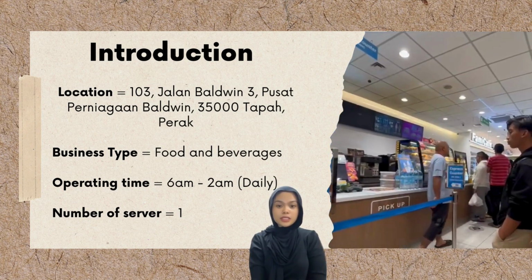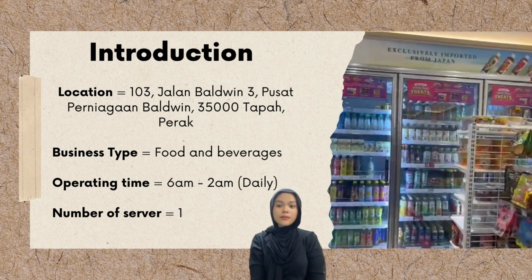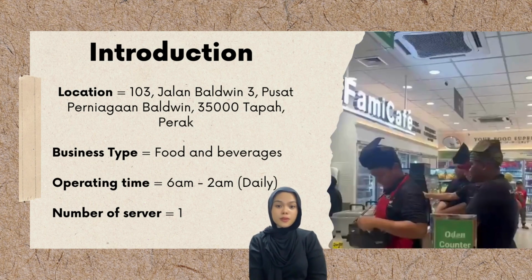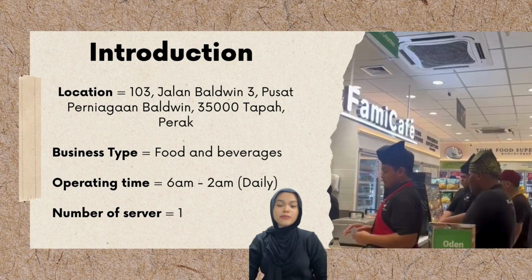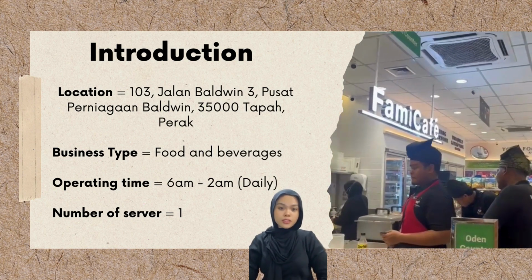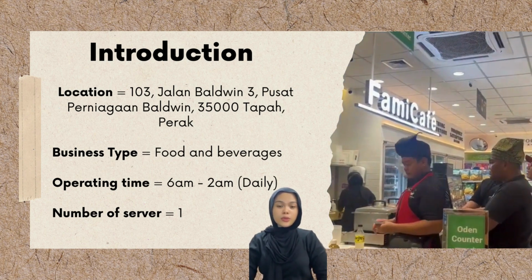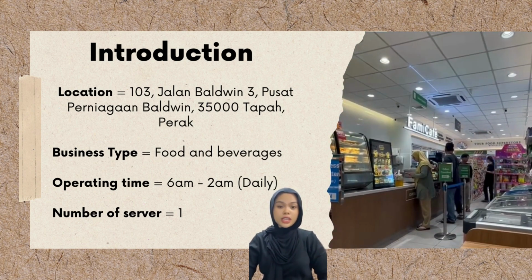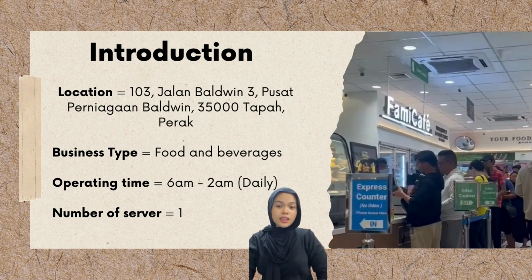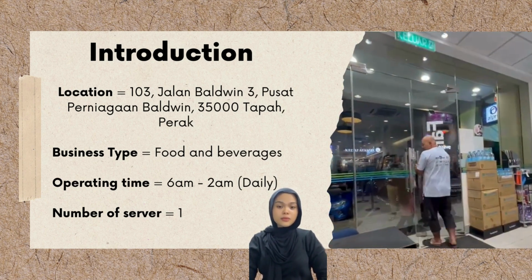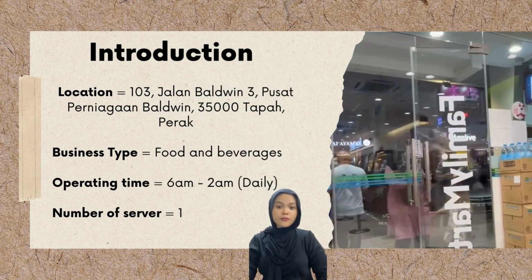For the introduction part, our Family Mart is located at 103 Jalan Batwin 3, Pusat Perniagaan Batwin 35,000 Tapa Perak. The business type is food and beverage, and the operating time is from 6 a.m. until 2 a.m. daily, and the number of servers is 1. As you can see in this video, we are showing how the customers queue in the Family Mart, and also how customers go in and out of the Family Mart.